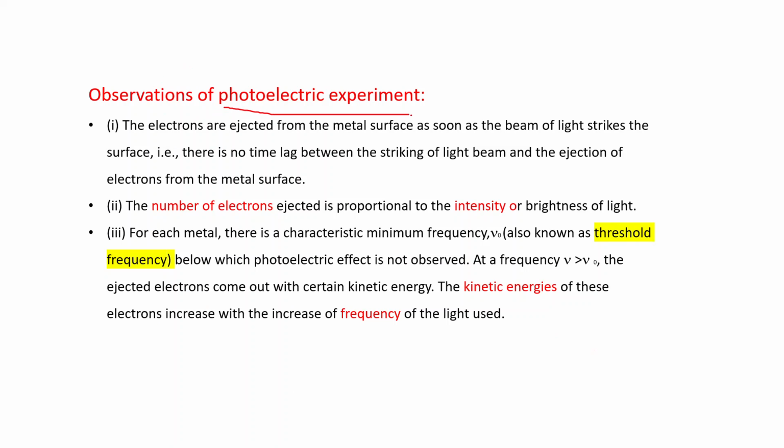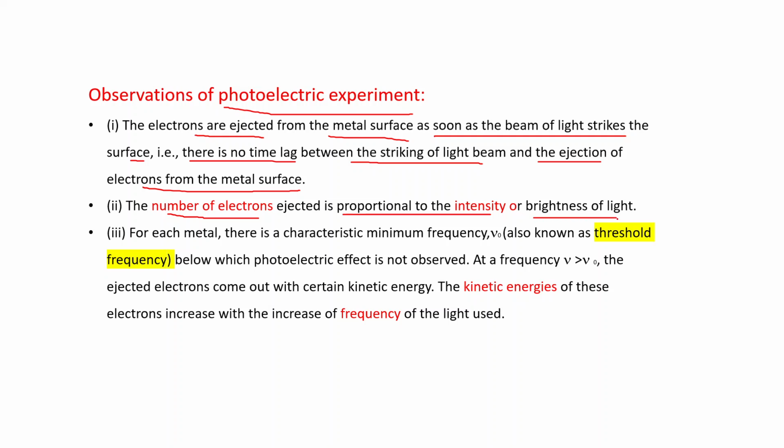Observations of the photoelectric experiment. The electrons are ejected from the metal surface as soon as the beam of light strikes the surface. That is, there is no time lag between the striking of the light beam and the ejection of electrons from the metal surface. Second, the number of electrons ejected is proportional to the intensity or brightness of light.